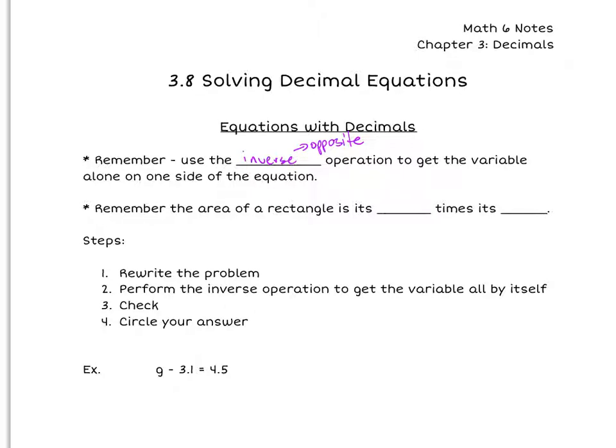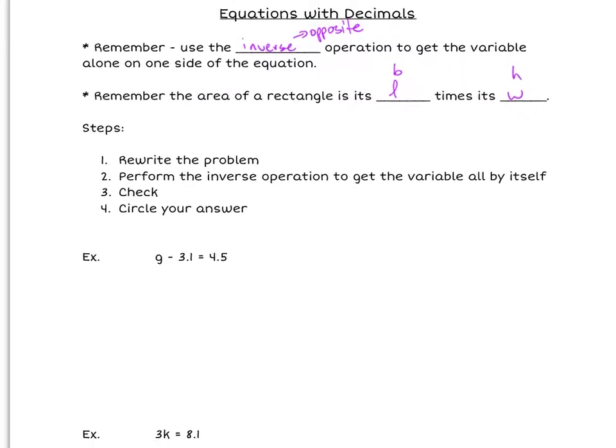Another little hint, remembrance for you, there will be a couple of questions about rectangles and their area. The area of a rectangle is its length times its width, or some say base times height. Okay, so length times width, base times height, that gets you your area. Didn't we already do this? We did, but now we're going to do it with decimals.